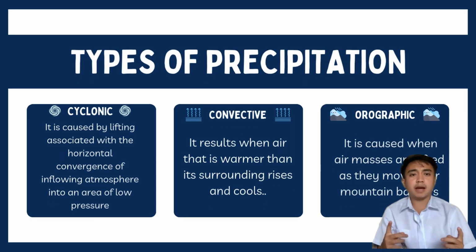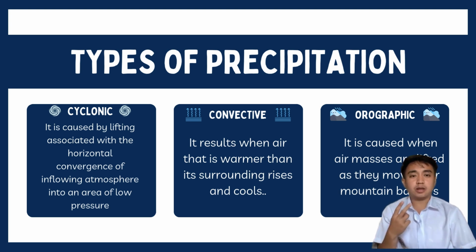There are three main types of precipitation. First is the cyclonic or frontal precipitation. This occurs when warm air and cold air masses meet in a low pressure system. The warm air is forced to rise, cool, and condense, leading to precipitation.